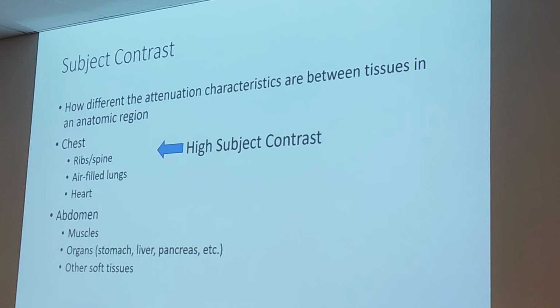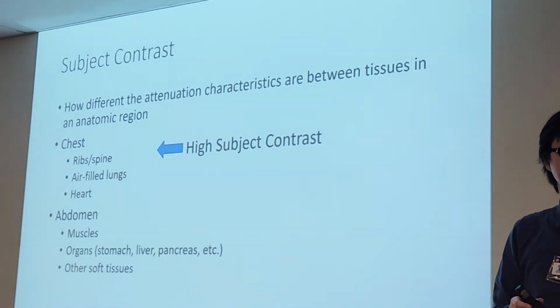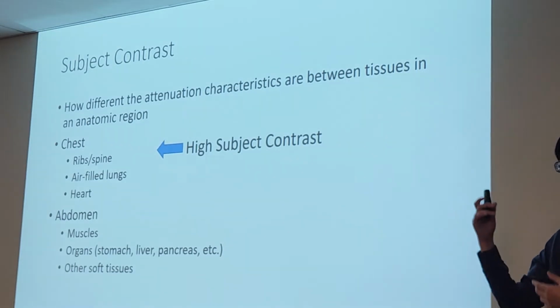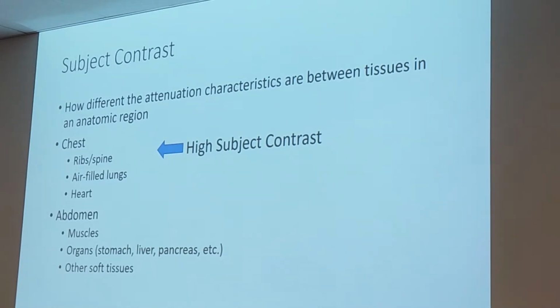That's the atomic number. Right, so atomic number, tissue density, tissue thickness. These things that are just naturally part of the tissue are what give us the subject contrast. What you said were examples of naturally high subject contrast, like bone and air, bone versus air. Those have high subject contrast just because of how they are.